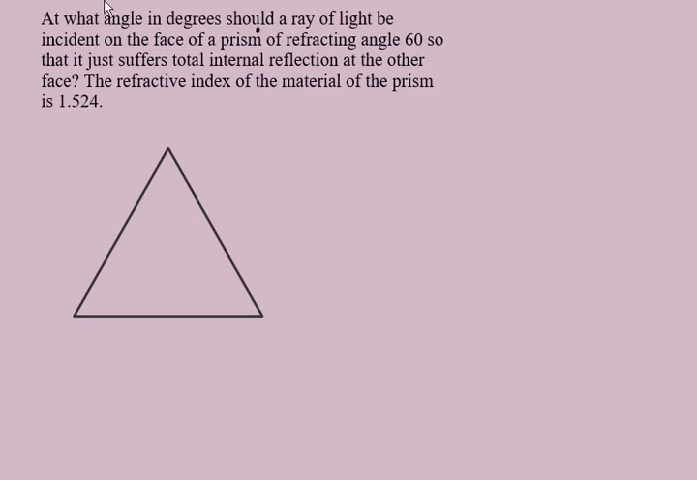In this question, a light ray is incident on one face of the prism, and the refracting angle of the prism is 60 degree. What happened to the light ray? It just suffers total internal reflection at the other face. It will undergo refraction, and by striking the other surface, it just undergoes total internal reflection. So this will be a refracted ray which will be grazing on the surface of the face.